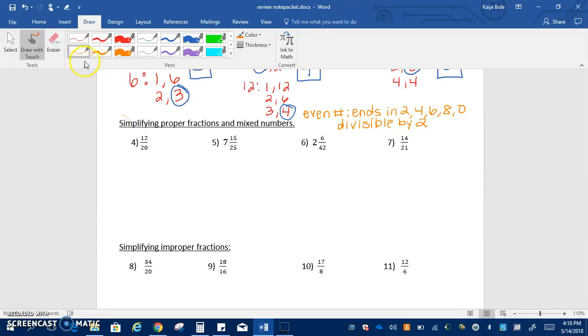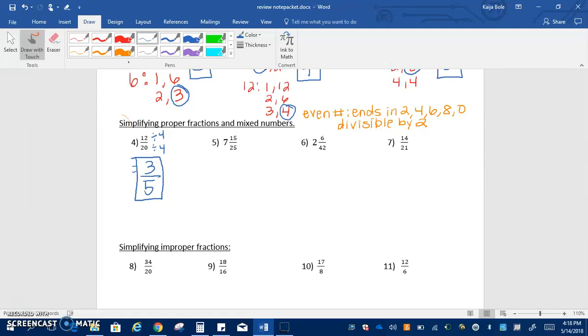Okay, so we're going to start with that one, and that is going to help us out here. If we look at 12/20ths, and we're thinking about the GCF, we should hopefully be able to see that they are both divisible by 4. So if we divide them both by 4, 12 divided by 4 is 3, and 20 divided by 4 is 5, so that would be our simplified fraction.